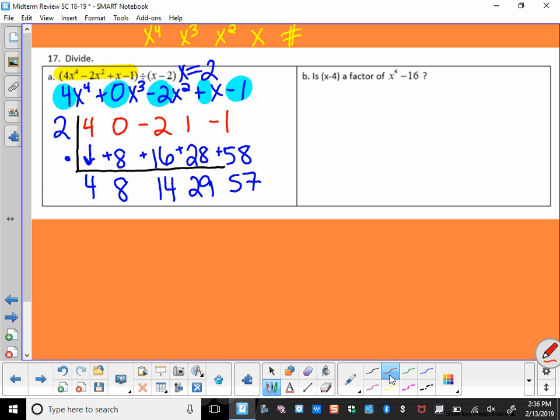Alright, if you guys remember, we did this and looked at our last number to see if we got a 0. If we got a 0, then it was a factor. If we did not, then it was not a factor. This part is new. Please write what I'm writing. I want you guys to draw dotted lines in between your groups of numbers. So you should have 4, then 8, then 14, then 29, then 57. Your last number that we used to check on is your remainder. So just write an R.